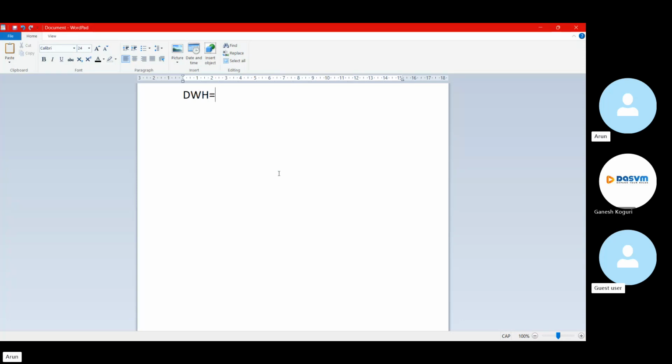DWH you can see, right? DWH is equal to BI plus ETL. Now see, DWH is nothing but data warehouse. Data warehouse is a central repository system. So data warehouse is nothing but ETL plus BI. BI is nothing but business intelligence.